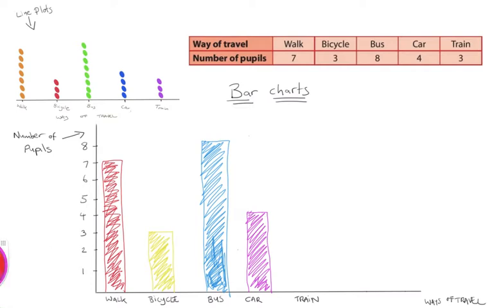And then the final one, let's use green. The train, only 3 people took the train. So we go up to the same as bicycle, and then come across and come down.